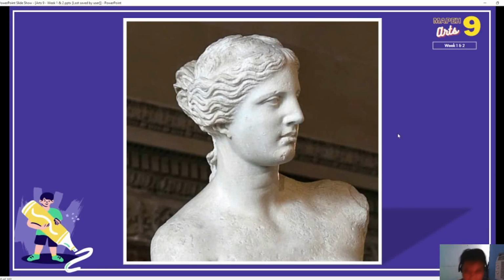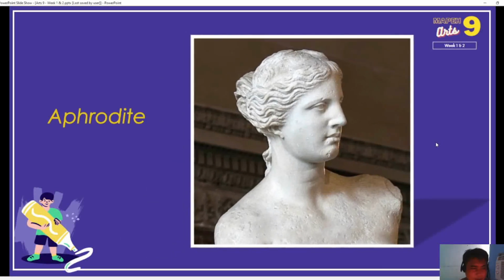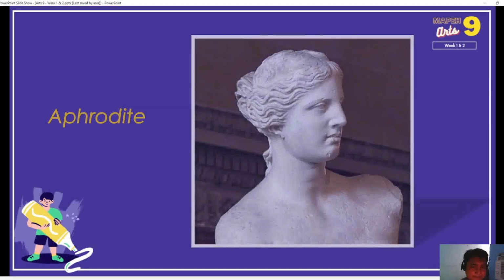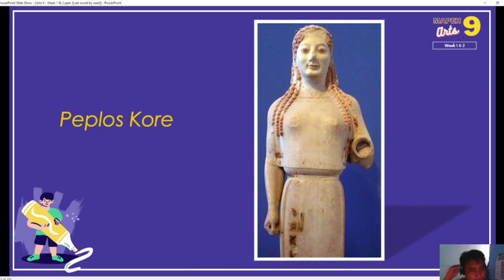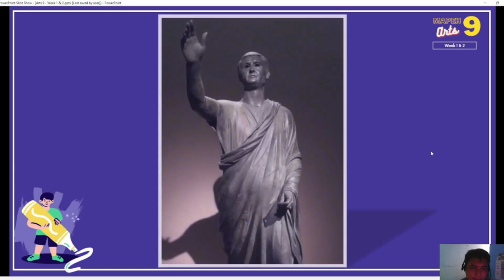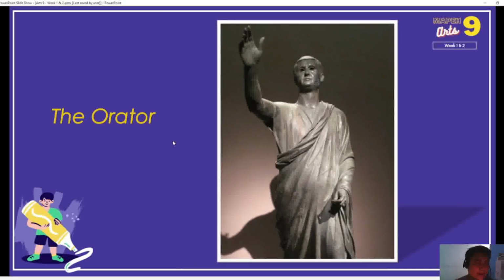This one is Aphrodite, the goddess of beauty in Greeks. This one is called the Peplos Kore. So Peplos, this is shawl, and Kore is a girl. This one is made from bronze, Roman sculpture, entitled The Orator.